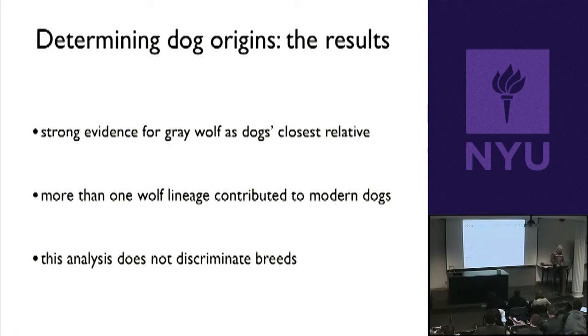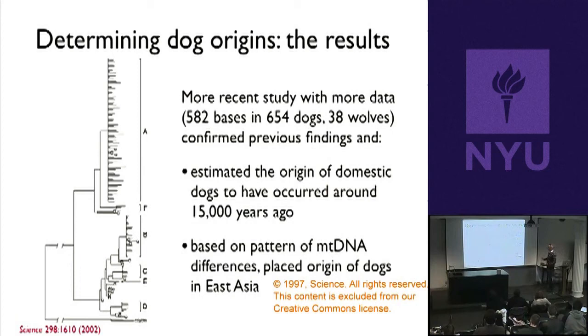Since that original study was done, a bigger study was done to try and be a little bit more specific about the origin of dogs. The new study was pretty much the same as the old study, except it was bigger. So what they used was 582 bases instead of 281, and they used 654 dogs and 38 wolves, so a lot more dogs. And basically, after going through all that trouble, they were able to confirm the previous result, which is not too surprising.